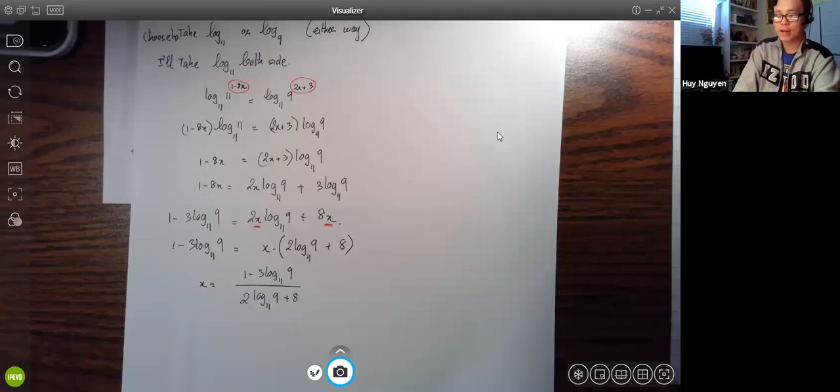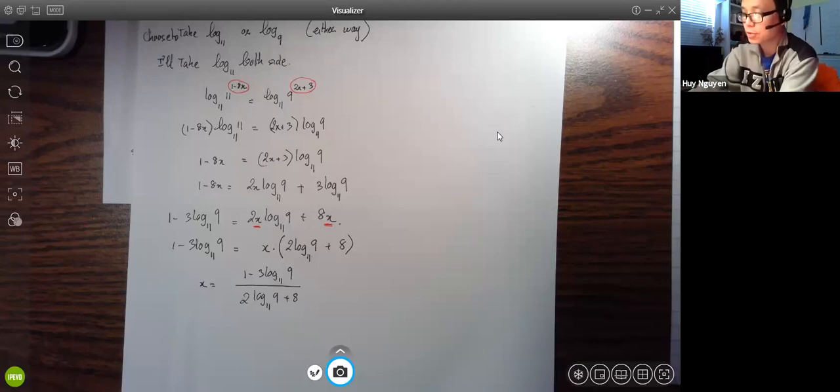1 minus 3 log base 11 of 9 over 2 log base 11 of 9 plus 8. You can put everything into a calculator, and it's going to calculate it for you and it turns out to be a number. And I'm sure that number is a decimal number. So it's not a good idea to write a decimal number as the final answer. It means this is our solution.